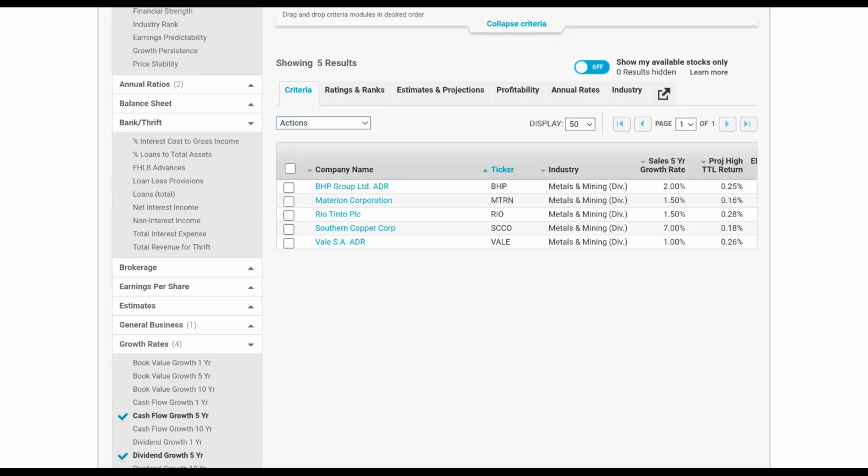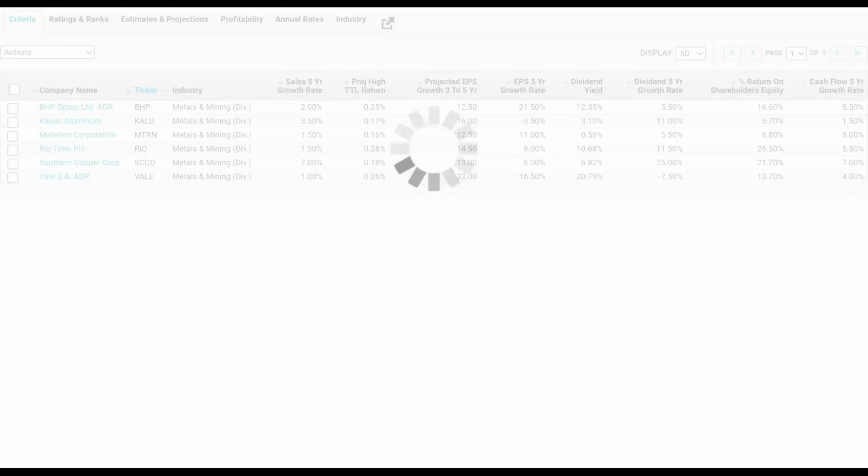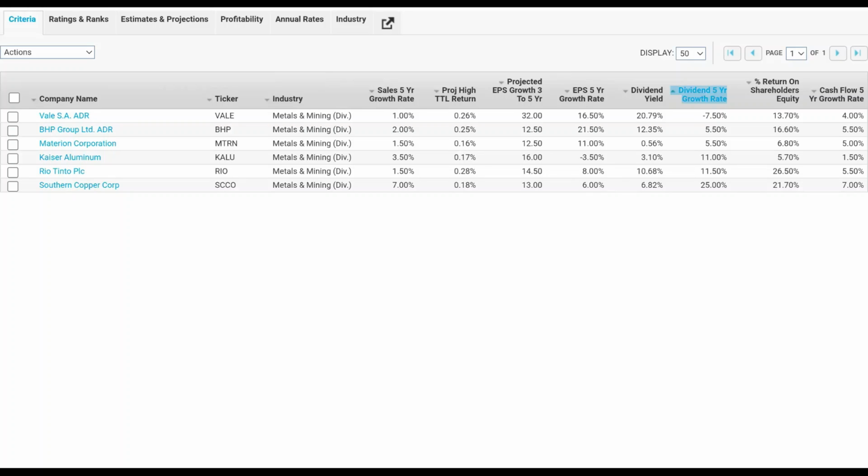What we can do here is if you look at the top where it says criteria, ratings and ranks, estimated projections, and stuff like that, you can pull that stuff up. You also see on the far right side, there's a box with an arrow that's kind of northeast. I'm going to select that, and it's going to throw it out here. And you get a little bit more screen. And then on any of these columns I want to, I can sort it. So if I want to sort on dividend 5-year growth rate, I tap it once and it'll go from low to high. I tap it again and it'll go from high to low.